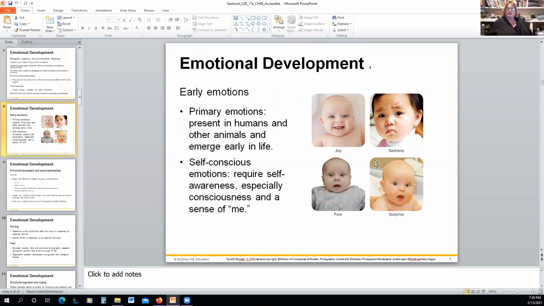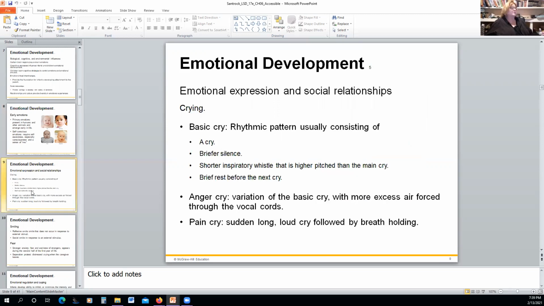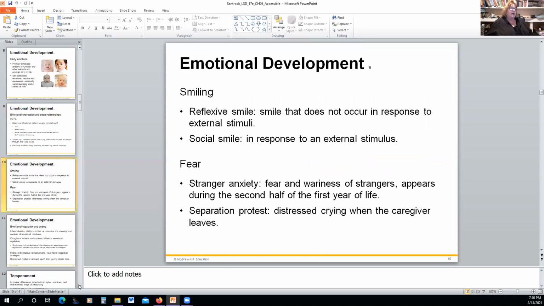Primary emotions are shown in most everybody, in every living thing. Self-conscious emotions, they have to be older for this, to learn about guilt and that sort of stuff. There are different cries for babies, so your book talks about that. Some other emotions like smiling or fear, stranger anxiety when that comes in, separation protest when babies are trying to keep their caregiver there. They don't want them to go away. For older kids, this is the 900 drinks of water that they need, or the book that they need read before they go to sleep.